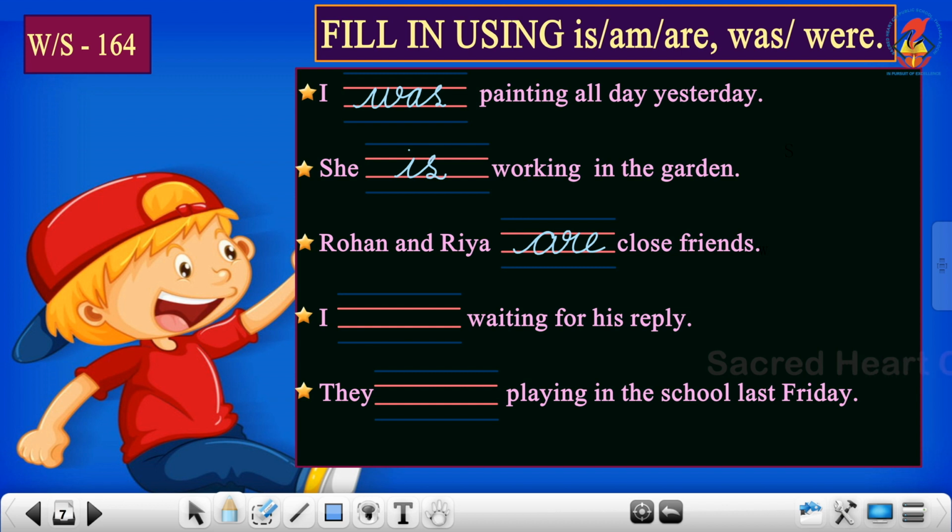I dash waiting for his reply. Here also the sentence shows that it is continuous tense. So again you can choose I am.